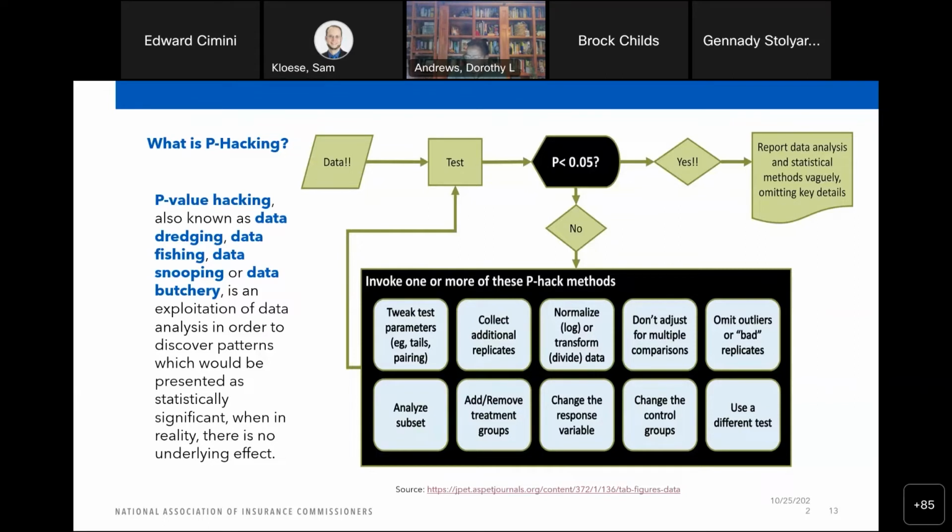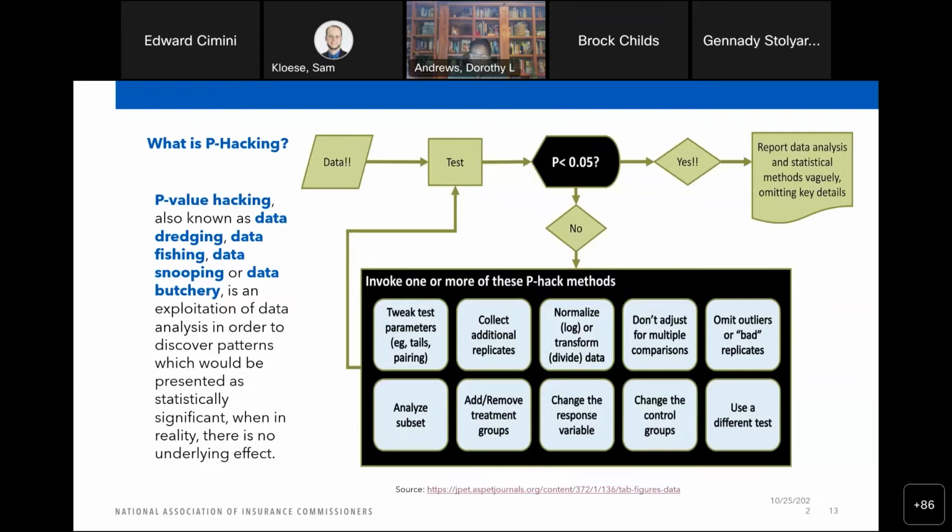We can analyze subsets. We can make changes to the underlying data so that we end up getting something that's statistically significant. Or you could change the response variable. You see people do that as well. Or you could use a different test. Like I said earlier, a lot of these statistical tests weren't necessarily designed to be consistent with each other, so you will find some tests will give you a statistically significant result, whereas other tests may not.